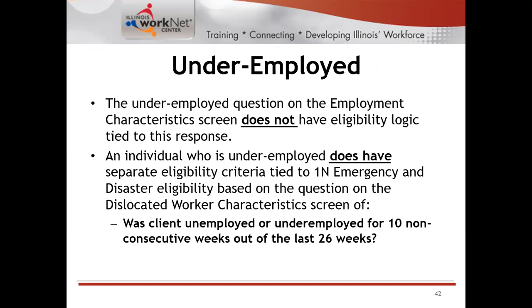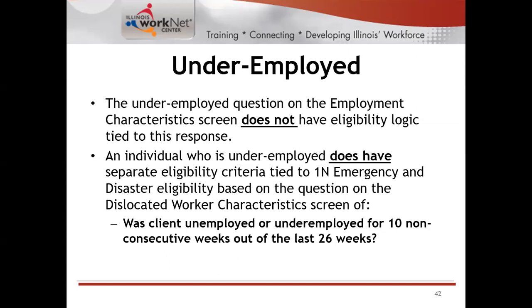Jim, Dina had a question about underemployed, and she just wanted to clarify that this definition of underemployed is for traditional dislocated workers, correct? Sure, yeah, there's two different things I want to make sure to pass on. Okay. That's the traditional dislocated worker underemployed definition.